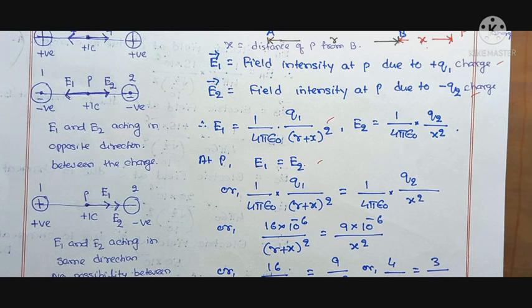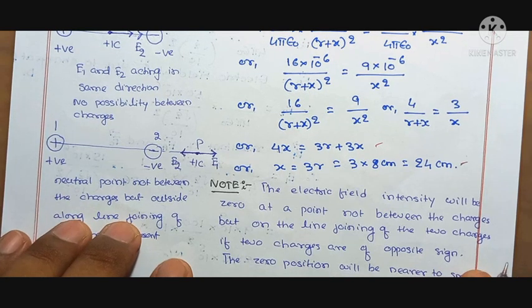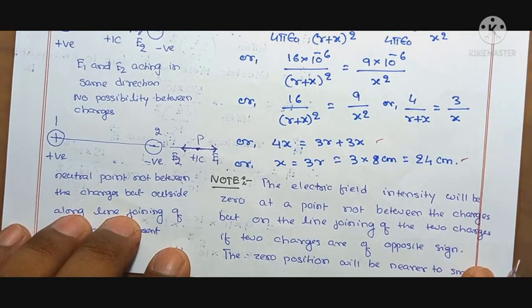So when the point is 24 centimeter away from negative charge, at that point the electric field intensity will be 0. So there is a note here. The electric field intensity will be 0 at a point not between the charges but on the line joining of the two charges if two charges are of opposite sign. The 0 position will be near to the smaller charge.